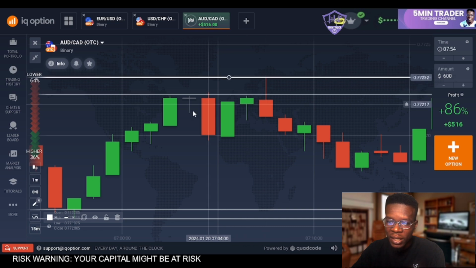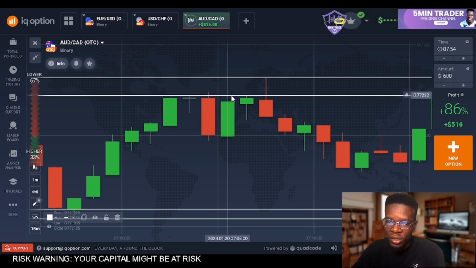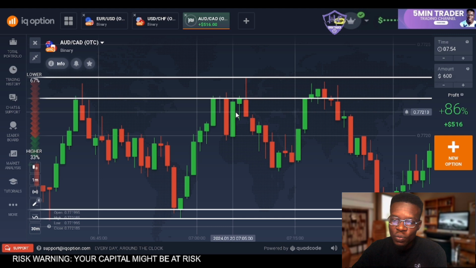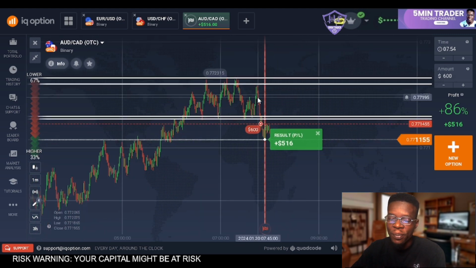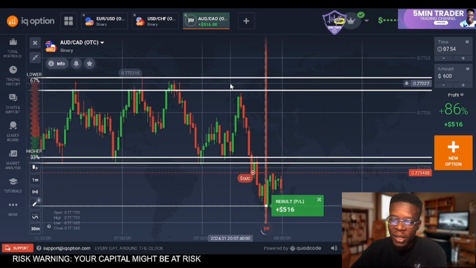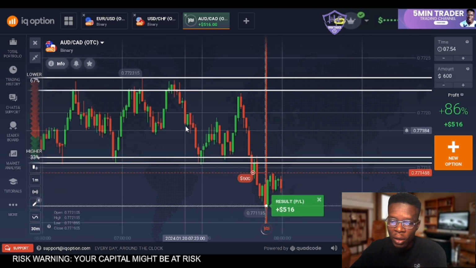This is the wicks, and this is to also connect the bodies as well. So what do we do? What is the concept behind this trading setup? The concept is to wait for a breakout. Now, if you have a breakout from the resistance level, you are going to trade.